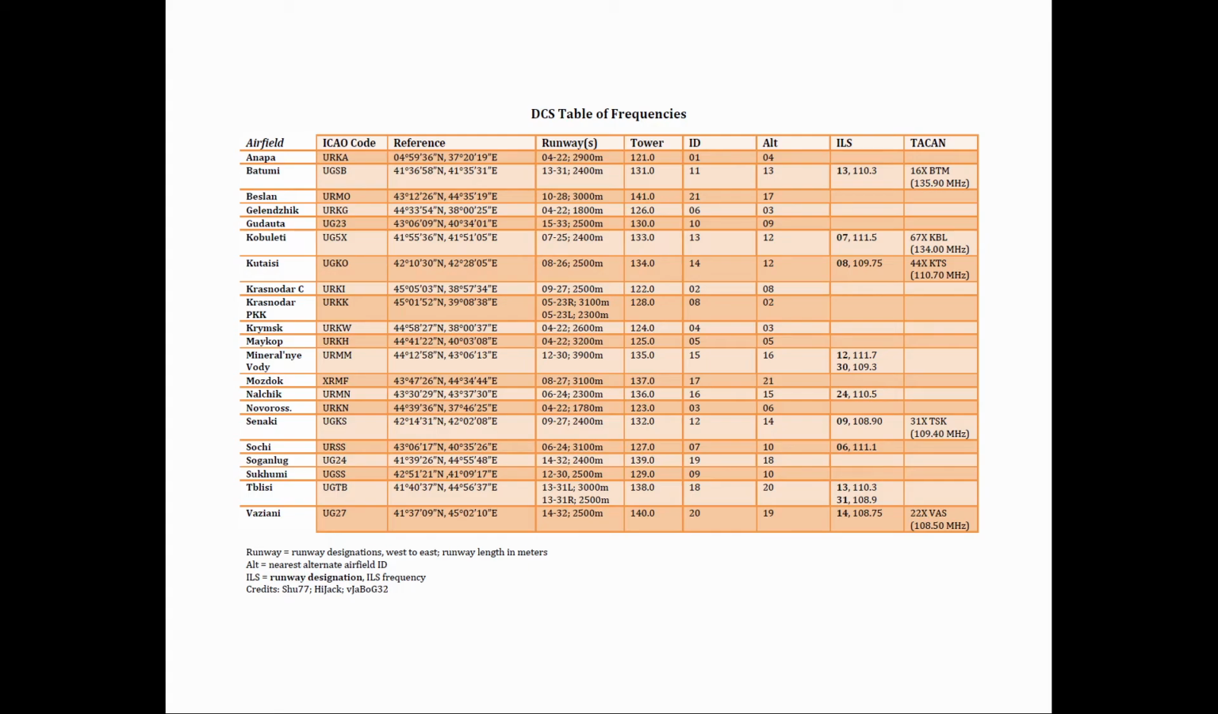Under Caucasus, we can see that the ILS is 109.75 and the TACAN is 44X. Use this for any of the other airports that have that information. But we're going to be using Caucasus for today. So we'll remember 109.75 or 44X.